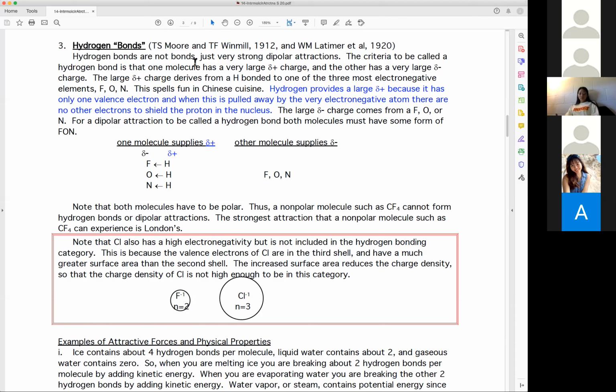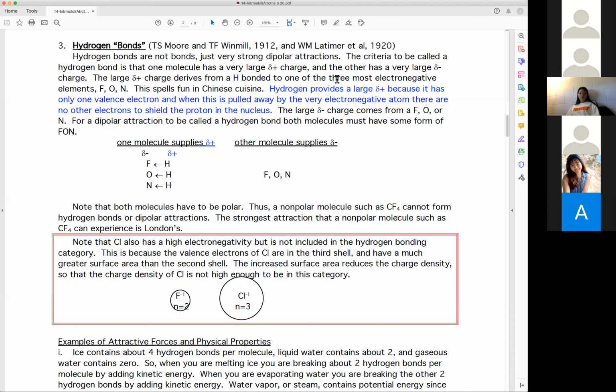So they have to meet a certain criteria. And the criteria is that the partial positive charge has to be large and the partial negative charge has to be large. That makes sense? And so if you look at electronegativity, what it really means is that the positive charge derives from a hydrogen bonded to one of the three most electronegative elements, and that are fluorine, oxygen, and nitrogen, okay, which spells FON, if you remember, right?